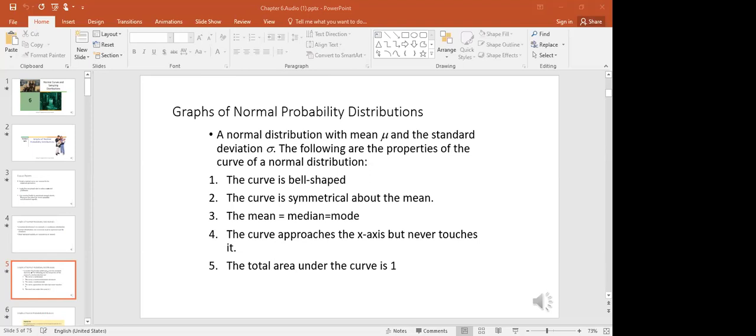So we will first start with the definition of what we consider a normal distribution. It is a distribution that has a bell shape. Its curve is symmetric about the mean. The mean, the median, and the mode are the same. The curve approaches the x-axis but never touches it, and the total area under the curve is 1. I'm going to give a description on the whiteboard about it.